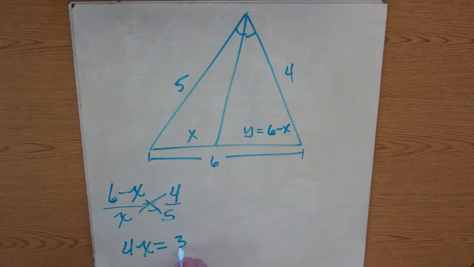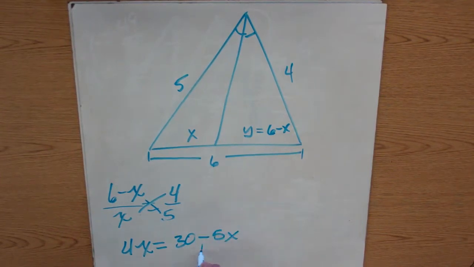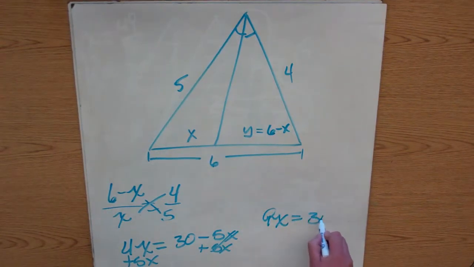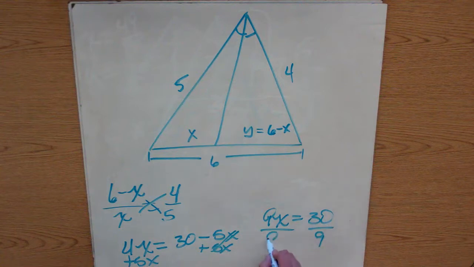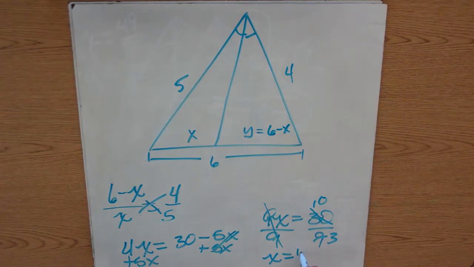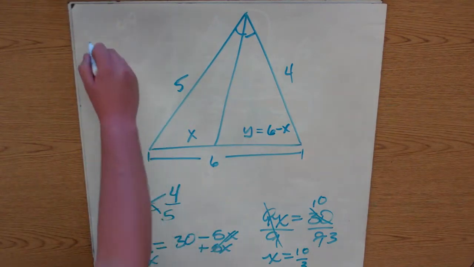4x equals 30 minus 5x. Add the 5x to both sides. So 9x equals 30. Divide both sides by 9. And x equals 30 over 9. Pull a 3 out, 10, 3. So x equals 10 thirds.